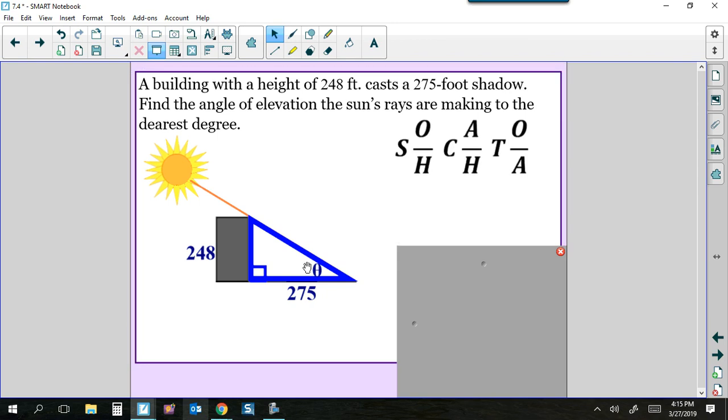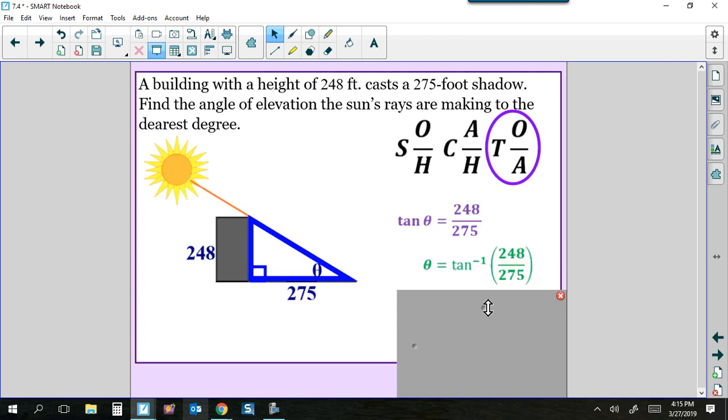When you label your O, A, and H, 248 is opposite the angle theta you're looking for. 275 is adjacent, and then this blank side is our hypotenuse. Because we're using opposite and adjacent, that makes this a tangent problem. Because theta is over here on the left side, you would divide tangent out, which turns it into the inverse of tangent. And you plug that in.